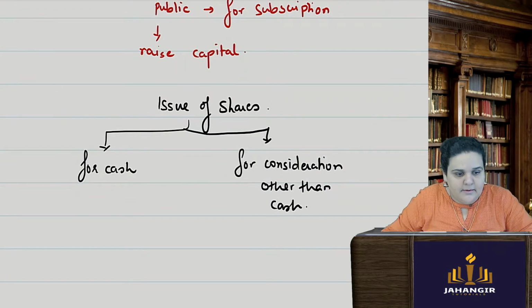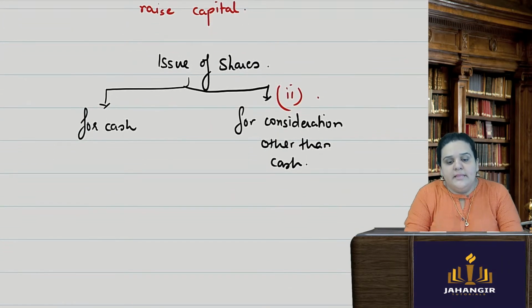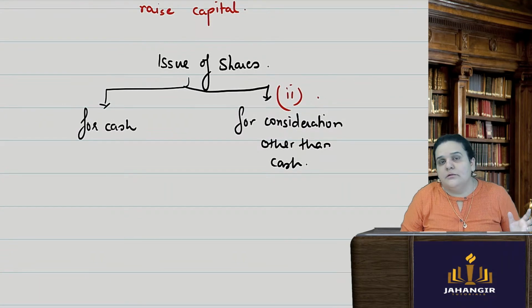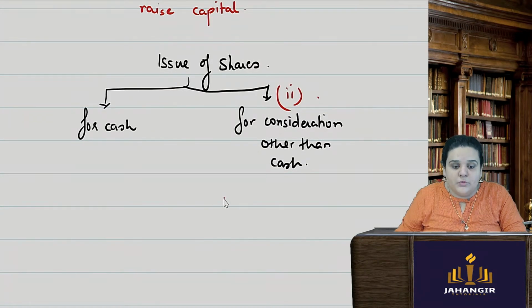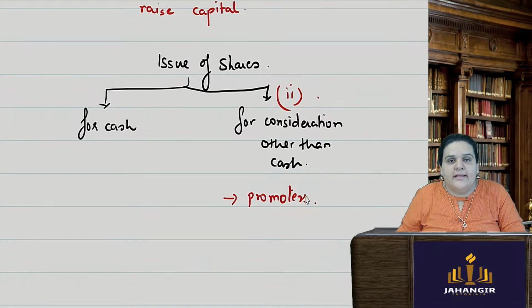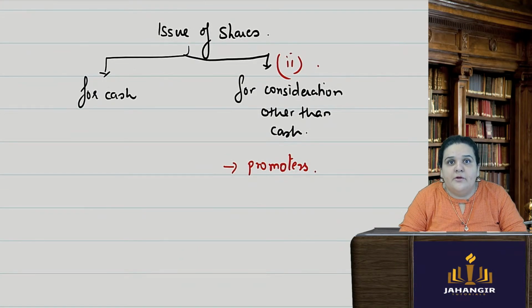Consideration other than cash means the shares are issued, but not for the purpose of collecting cash from that particular issue. There is no cash involvement. There is nothing received by the company in cash. Sometimes the shares are issued to the promoters, for all the expenses or for all the work which they might have done for the purpose of running the company or starting the company.